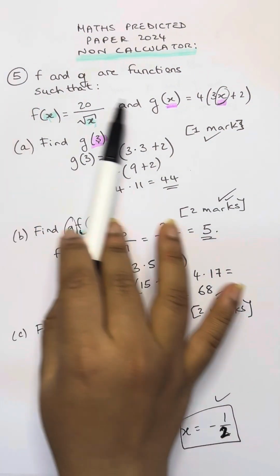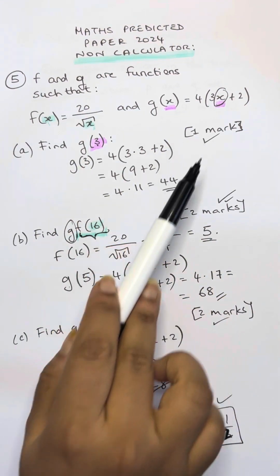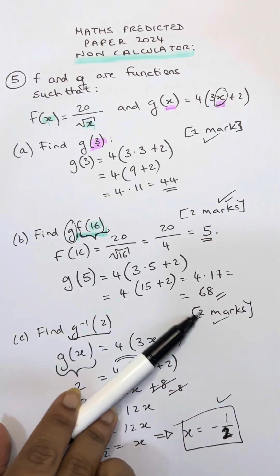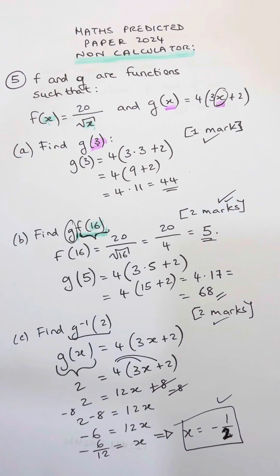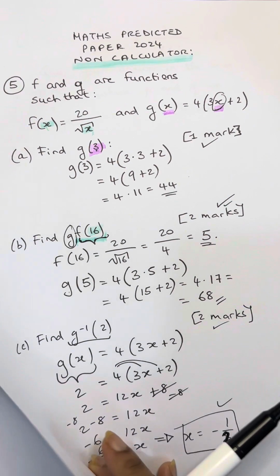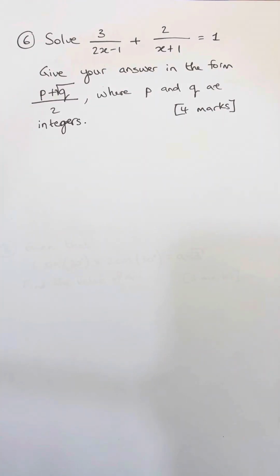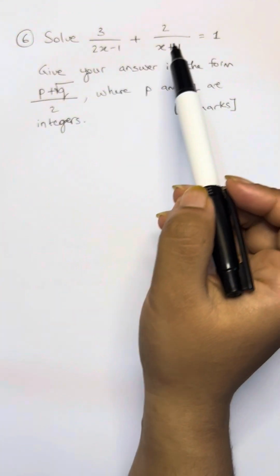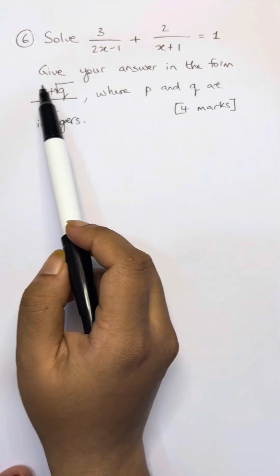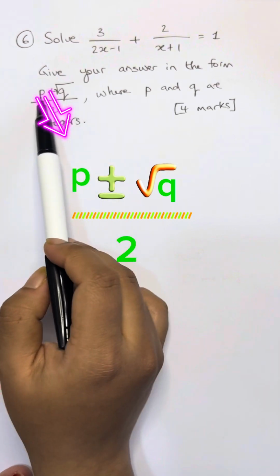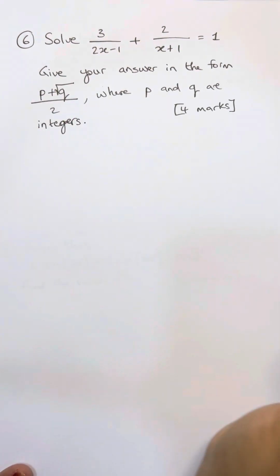So for this question 5, in total, there were 1, 3, 4, 5. It's a 5 marker in total, okay? Now let's move on to the next question, which is asking you to solve this equation and give your answer in this particular form, where p and q are integers.